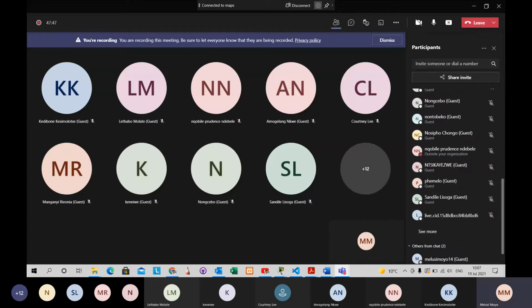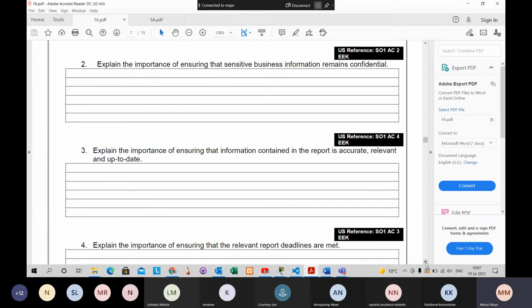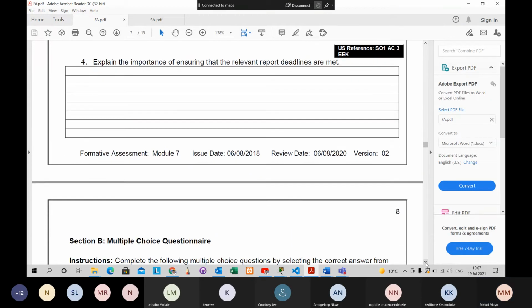Okay, so that's question number 3, right? Let's move to question number 4. Explain the importance of ensuring that the relevant report deadlines are met. Let me just switch to number 4. Question number 3 does make sense, right? It's clear. I don't think I have to expand or explain more on that. Explain the importance of ensuring that relevant report deadlines are met.